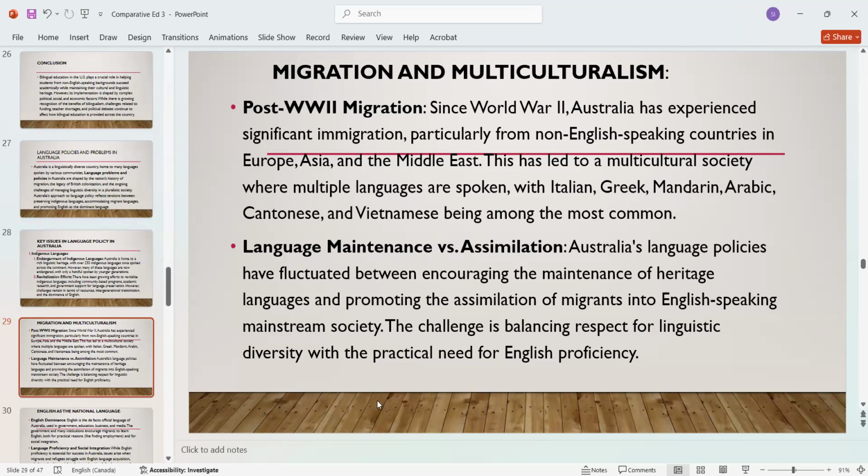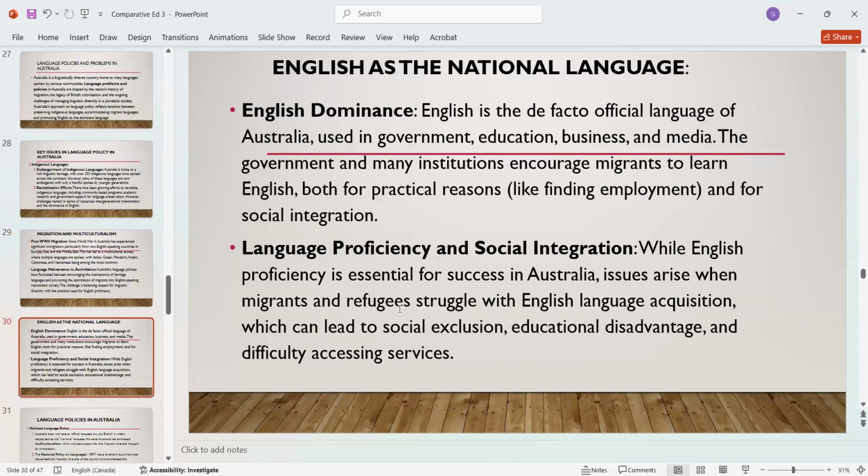Language maintenance versus assimilation. Australia's language policies have fluctuated between encouraging the maintenance of heritage languages and promoting the assimilation of migrants into English-speaking mainstream society. Anyway, they are giving preference to English, right? So slowly they are changing everyone to the mainstream. The challenge is balancing respect for linguistic diversity with the practical need for English proficiency.